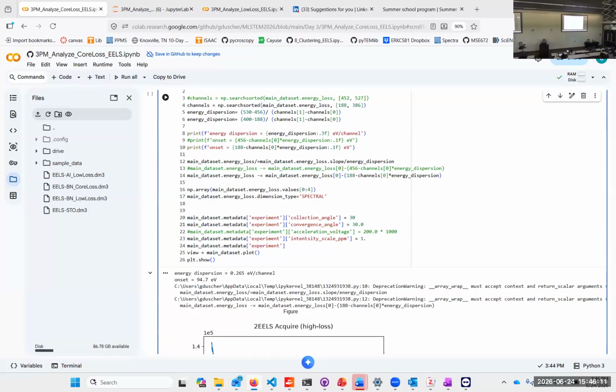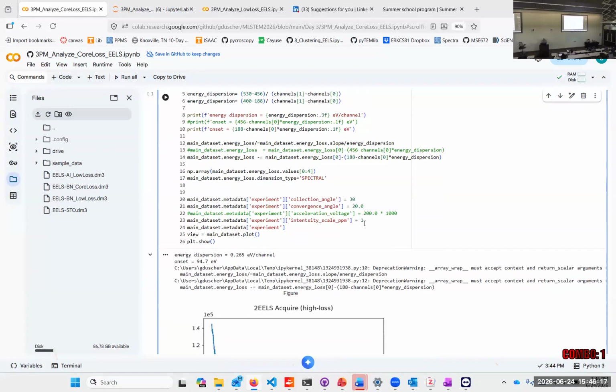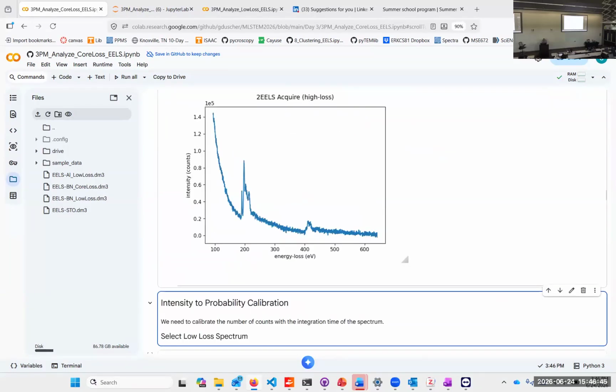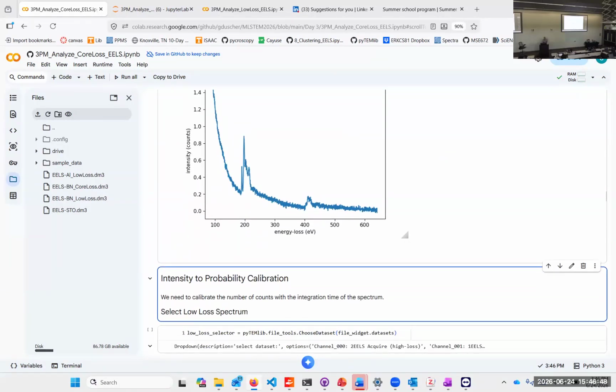The collection angle was 30. I'm not sure why I changed that. The convergence angle was 20 on that microscope, and the acceleration voltage was 60. I mean the core loss one, right? Oh, interesting. So I have to have my parameters correct, and these are the important parameters. Without that, any kind of quantitative analysis is not possible. So we have all the relevant parameters now, and we have corrected the energy scale.